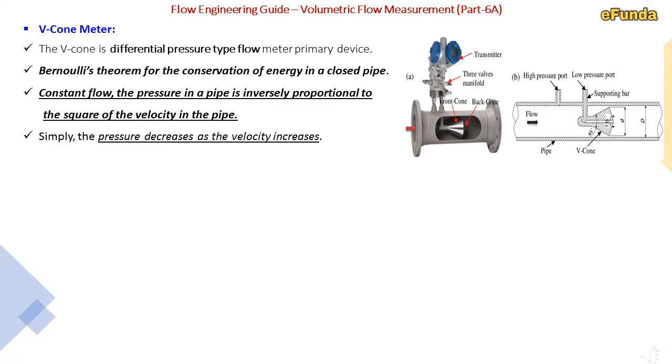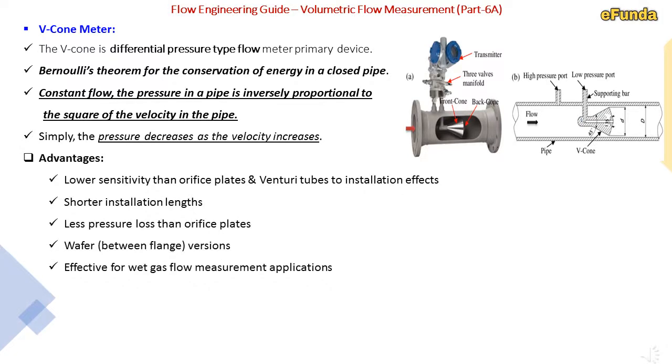One can see here the advantages: lower sensitivity than the orifice plate and venturi tubes to installation effects. Shorter installation lengths are available. Pressure loss is less than the orifice plate. Wafer versions, that is between the flanges, are available. Effective for wet gas flow measurement applications.